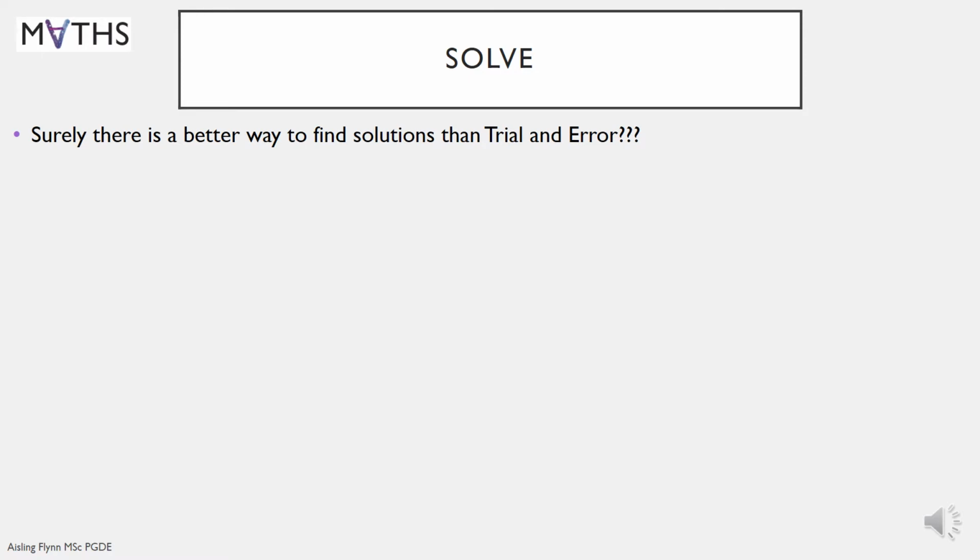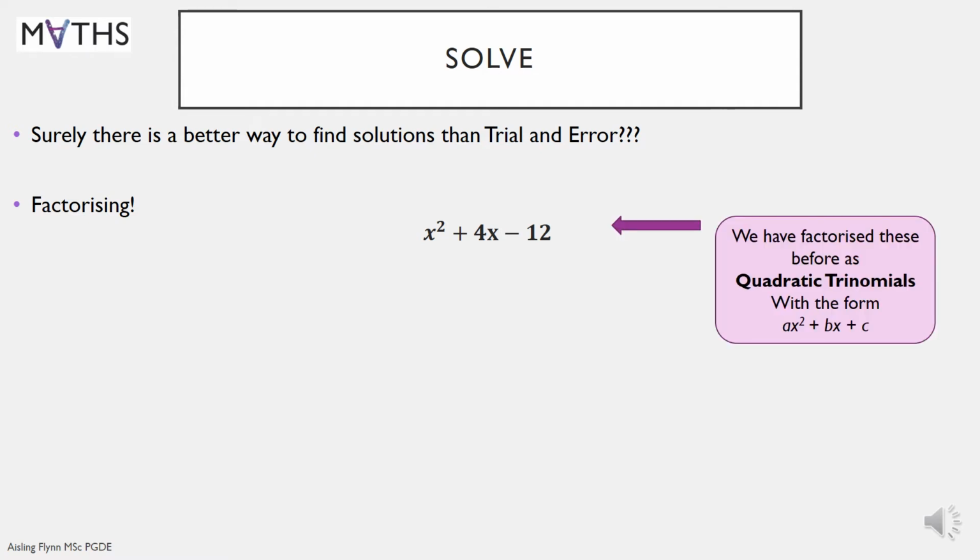But surely there is a better way to find solutions than trial and error. It's not the ideal. Yes, there is, and it is factorising, which you've just done. We've factorised these before. We call them quadratic trinomials: quadratic meaning they have an x squared part, and trinomial meaning they have 3 parts. We saw that they were made by 2 by 2 multiplications, and we got 2 factors, 2 brackets multiplied by each other, when we factorised them.